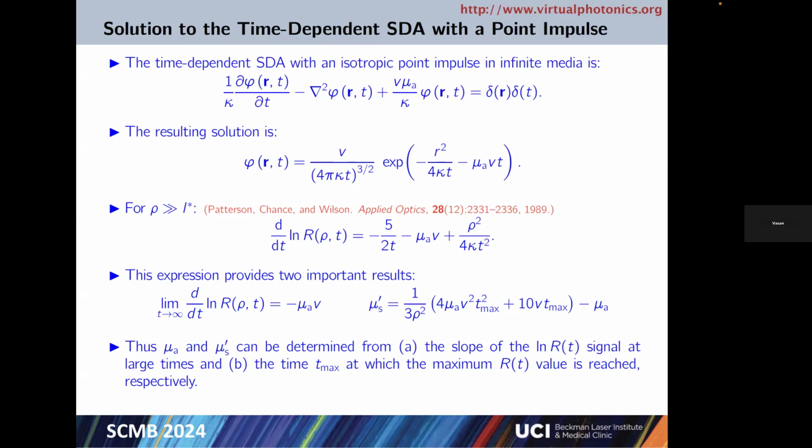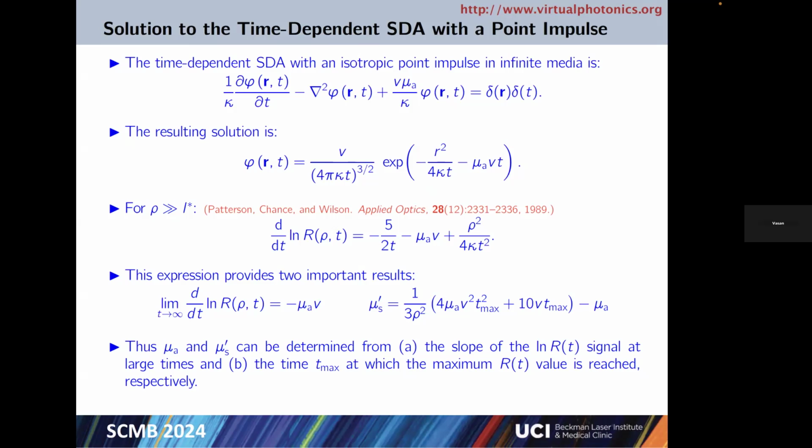The other thing you see is that if you set this time derivative to 0, what happens when the time derivative is 0? Your point spread function increases and then it decreases. So when the time derivative is 0, where are you on that curve? You're at the peak. Okay. So if you set this equation to 0, you can actually isolate mu s prime.